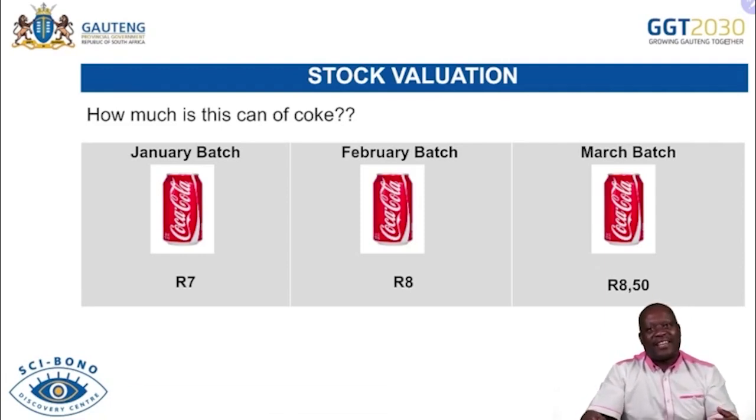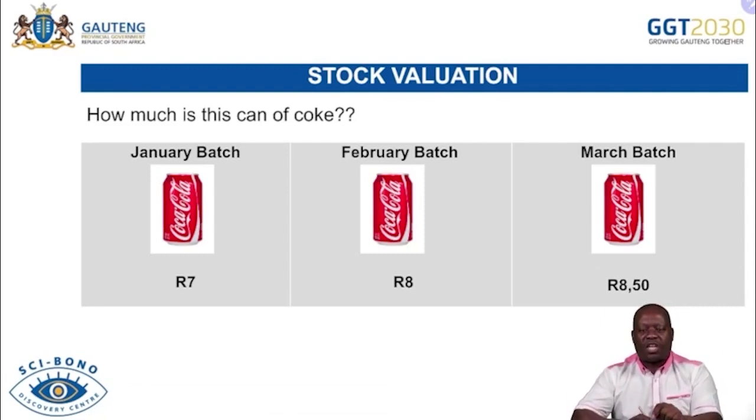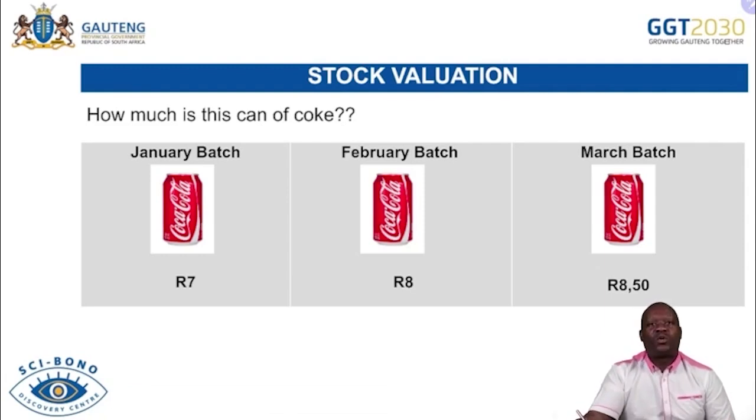Having an accounting mind, I said, yes, now I see what's happening. That is the weighted average method. Maybe it makes sense. How much is this can of Coke? It's not as simple as 7 rand, 8 rand, or 8 rand 50. We need to find a way of agreeing, and that needs a method. That's where we go to stock valuation methods, inventory valuation methods.